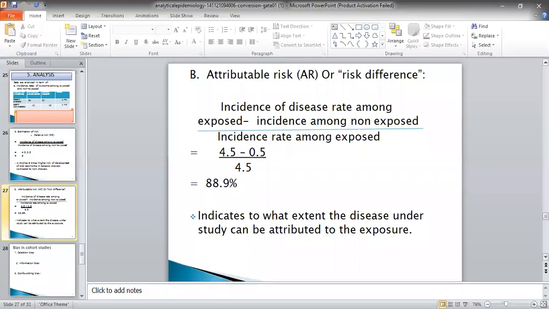88.9% of the oral cancer among tobacco chewer is due to the tobacco chewing, तो इसकी जो स्ट्रेंथ ऑफ एसोसिएशन है इस फैक्टर की डिजीज के साथ दैट इज 88.9%. कि 88.9% लोगों में ओरल कैंसर जो है वो टोबैको च्यूइंग की वजह से हो रहा है. ठीक है? तो दैट इज द एट्रिब्यूटेबल रिस्क. ओके.